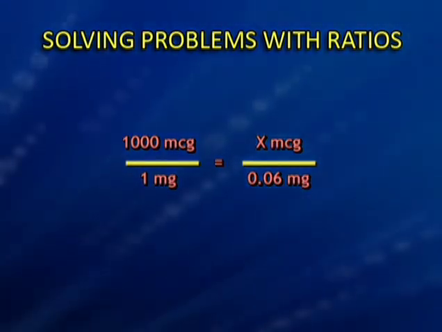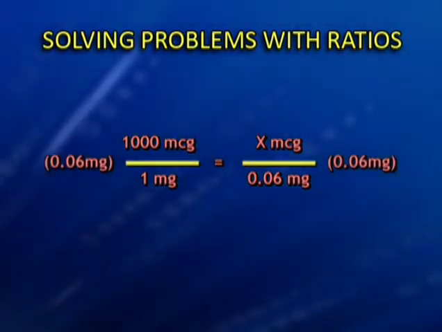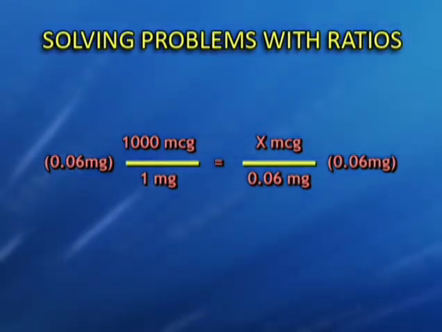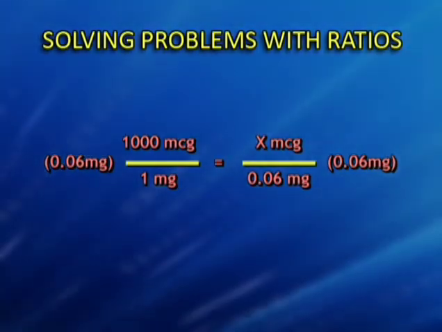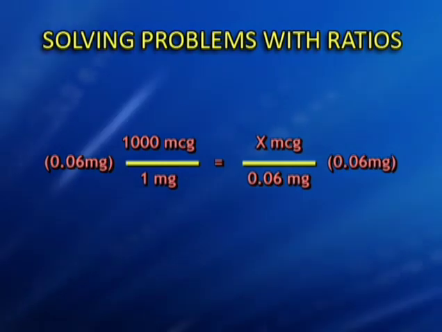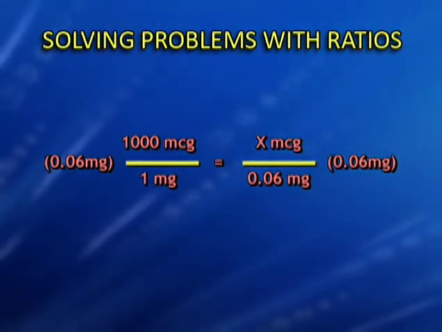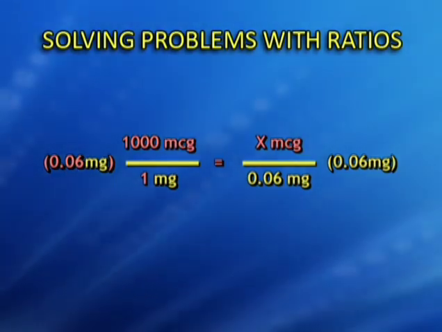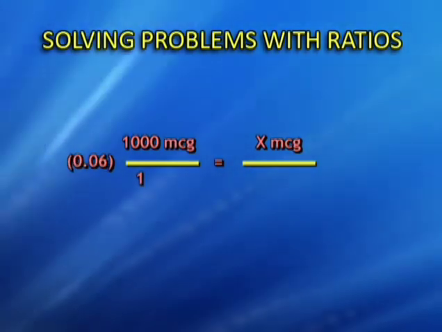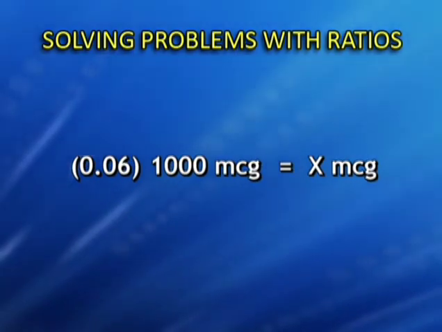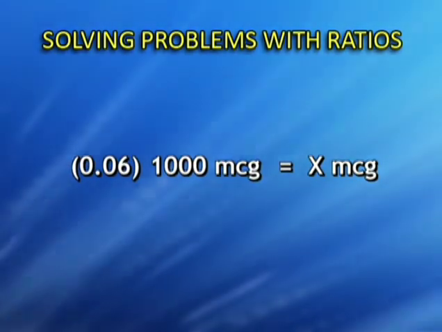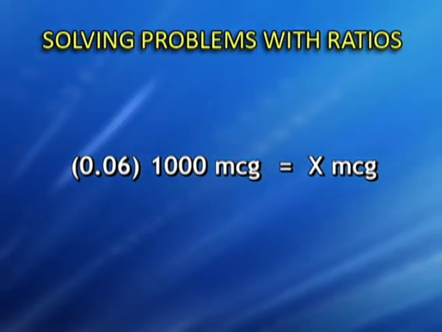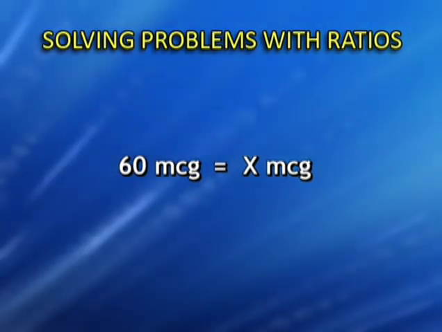Step 2. To isolate the unknown, multiply both sides of the equation by 0.06 milligrams. Step 3. To simplify the equation, cancel the milligrams and 0.06. Step 4. Perform the numeric calculation. Let the ones in the denominators be understood. The answer is 60 micrograms equals X micrograms.